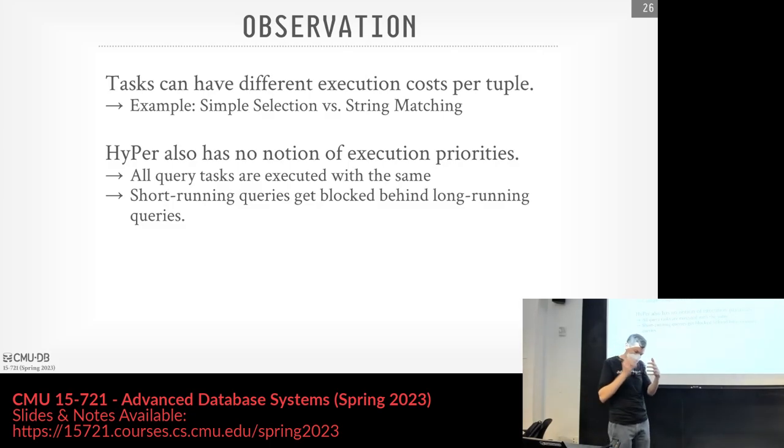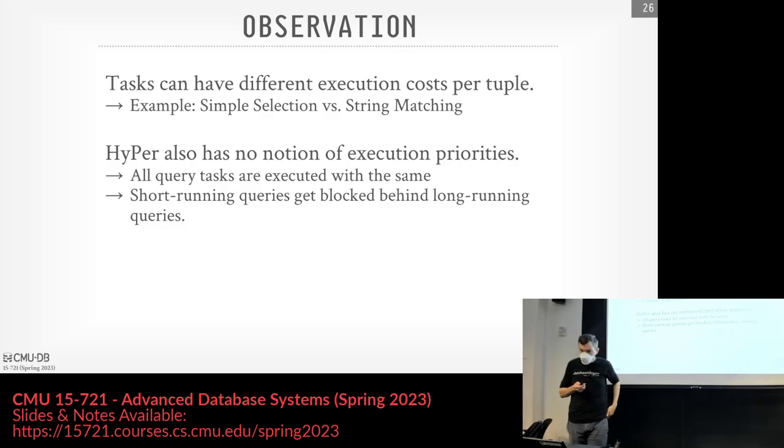You can't change other scheduling decisions based on how much time you're spending, which is the thing you really care about if you want fairness and responsiveness. So you want to be able to say, this thing is going to take a long time, let me go ahead and let a shorter query run for a bit. I can't do that if the morsel size is fixed, because I have to finish the morsel before I go to the next thing, right? And related to that, all query tasks are executed with the same priority, so if I have long-running queries, they're going to get blocked.